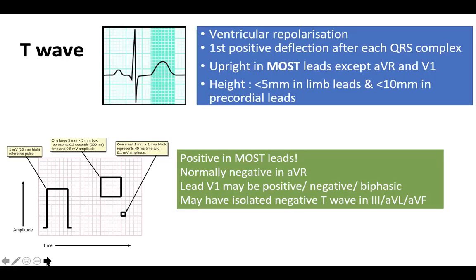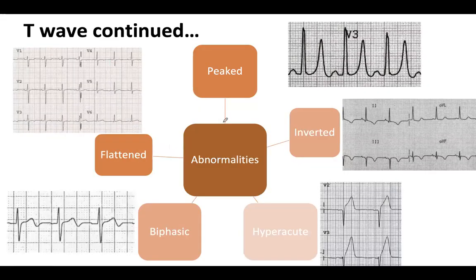Okay, so the T wave. The T wave signifies ventricular repolarization. It's the first positive deflection after the QRS complex. It needs to be upright in most leads except for AVR and V1. And the T wave in V1 can be positive, negative, or biphasic, so it doesn't mean it's pathological. And you can have an isolated negative T wave in lead 3, AVL, or AVF.